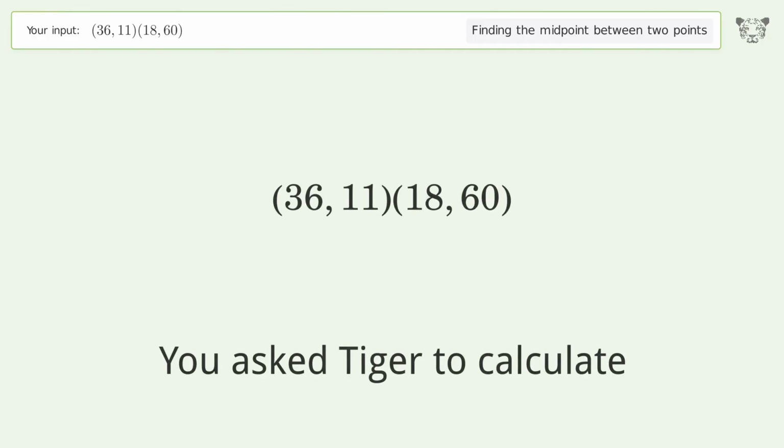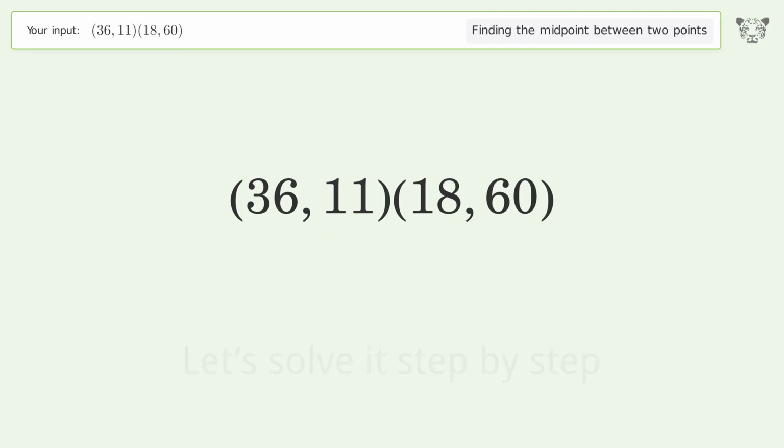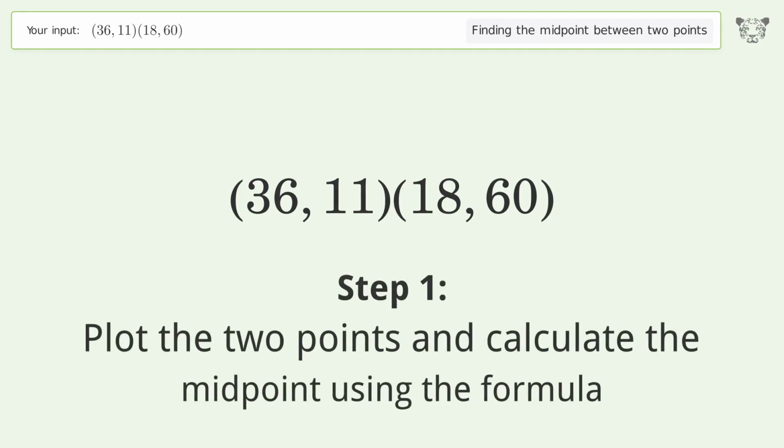You ask Tiger to calculate. This deals with finding the midpoint between 2 points. The midpoint between the 2 points is 27, 35.5. Let's solve it step by step. Plot the 2 points and calculate the midpoint using the formula.